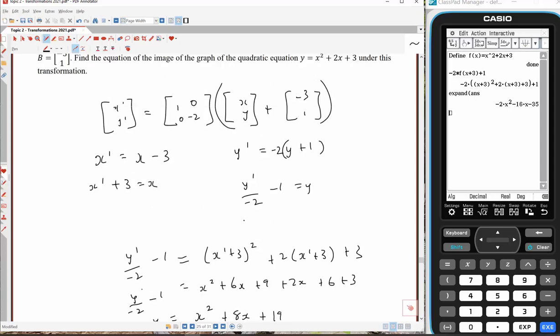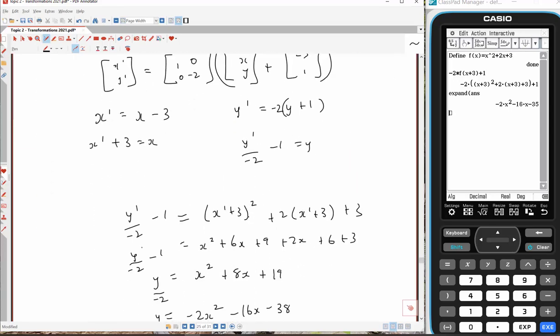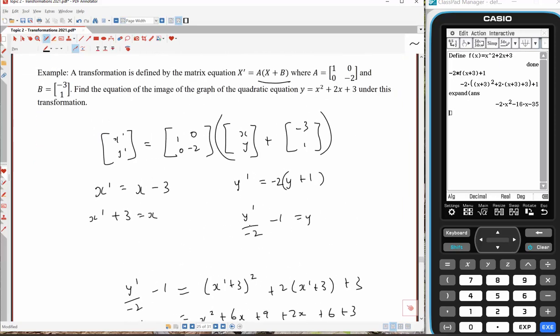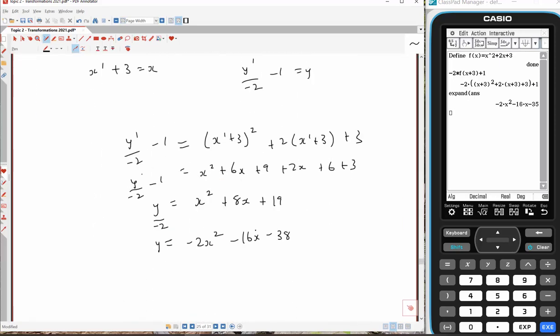Right, so are they close or are they similar? Yeah, they're similar. One's got -35, one's got -38. Are they the same? No.